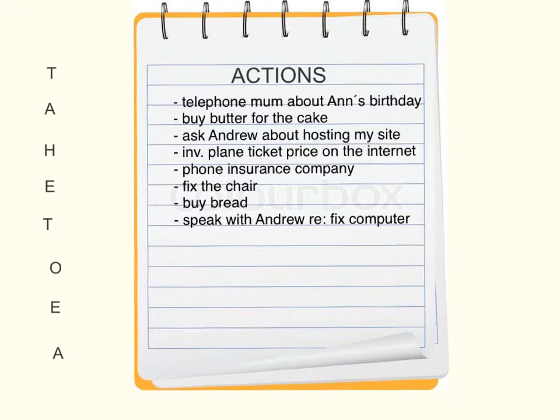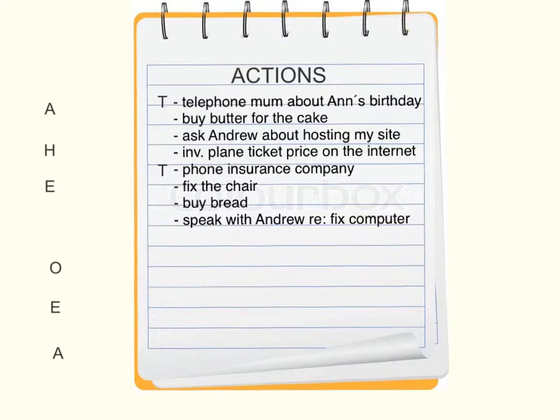This is very easy. We're going to learn now how to group the actions by context. Context is a means or a place where you do the action. For example, the first action, telephone mom about aunt's birthday. This is a telephone. So in your list, you could just put a capital T on the actions that correspond to telephone calls. For example, telephone mom, and the other one, phone insurance company. Just put a T beside the action.